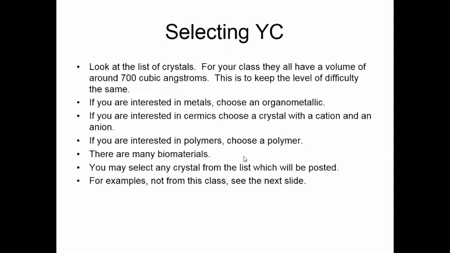Selecting your crystal, look at the list of crystals which will be posted by the TAs. For this class we have a volume of about 700 cubic angstroms to keep the level of difficulty for each of the students the same. If you're interested in a metal, you can choose an organometallic. If you're interested in a ceramic, choose a crystal with a cation and an anion. If you're interested in polymers, choose a polymer. There are many biomaterials, and you may, however, select any crystal from the list that is posted.